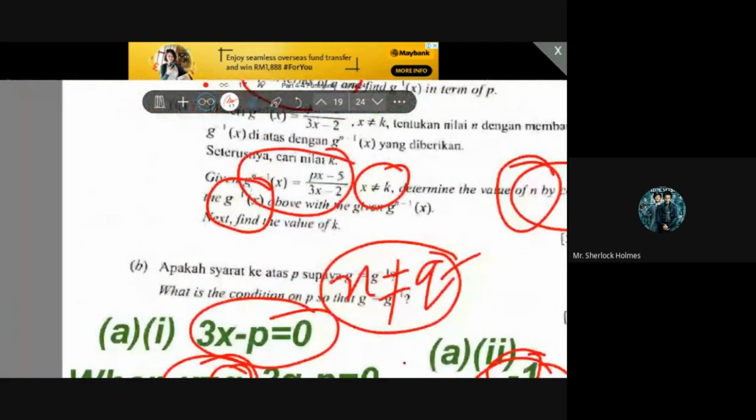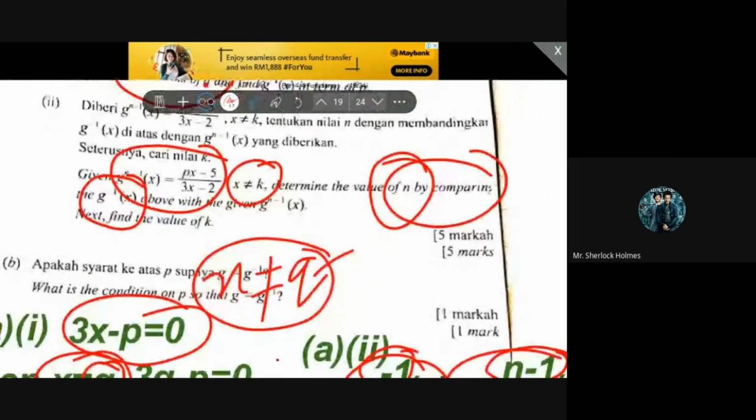So, another one. What is the condition on P so that G equals G inverse? Anyone can tell what is the value of P? Something similar to like just now. So it's basically kamu kena compare function G dengan function G inverse. Anyone got the answer can share.